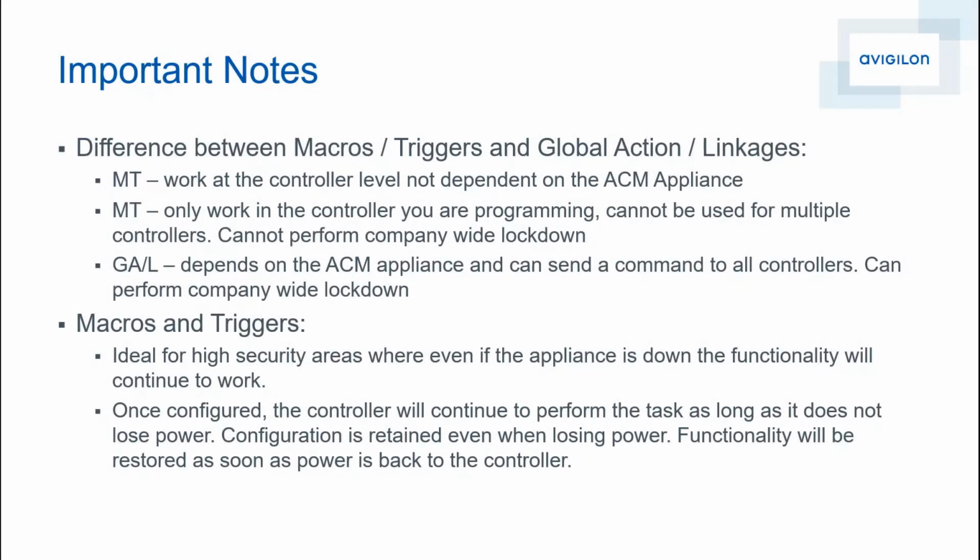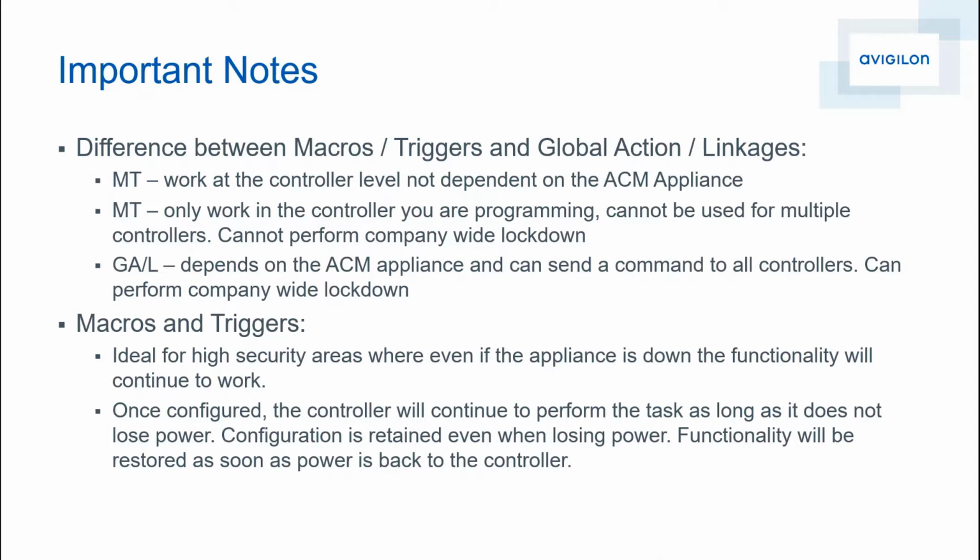Let's go ahead and cover some of the important aspects of macros and triggers. One of the things that we always get asked is the difference. What is the difference between macros, triggers, and global actions and global linkages? So macros and triggers work at the controller level, and they do not depend on the ACM appliance. They also work specifically at that controller that you're programming, so you cannot use that in multiple controllers. So you have to program each individual controller depending on the type of functionality that you're looking for. So in that example, it would be very difficult to program a company-wide lockdown using macros and triggers.